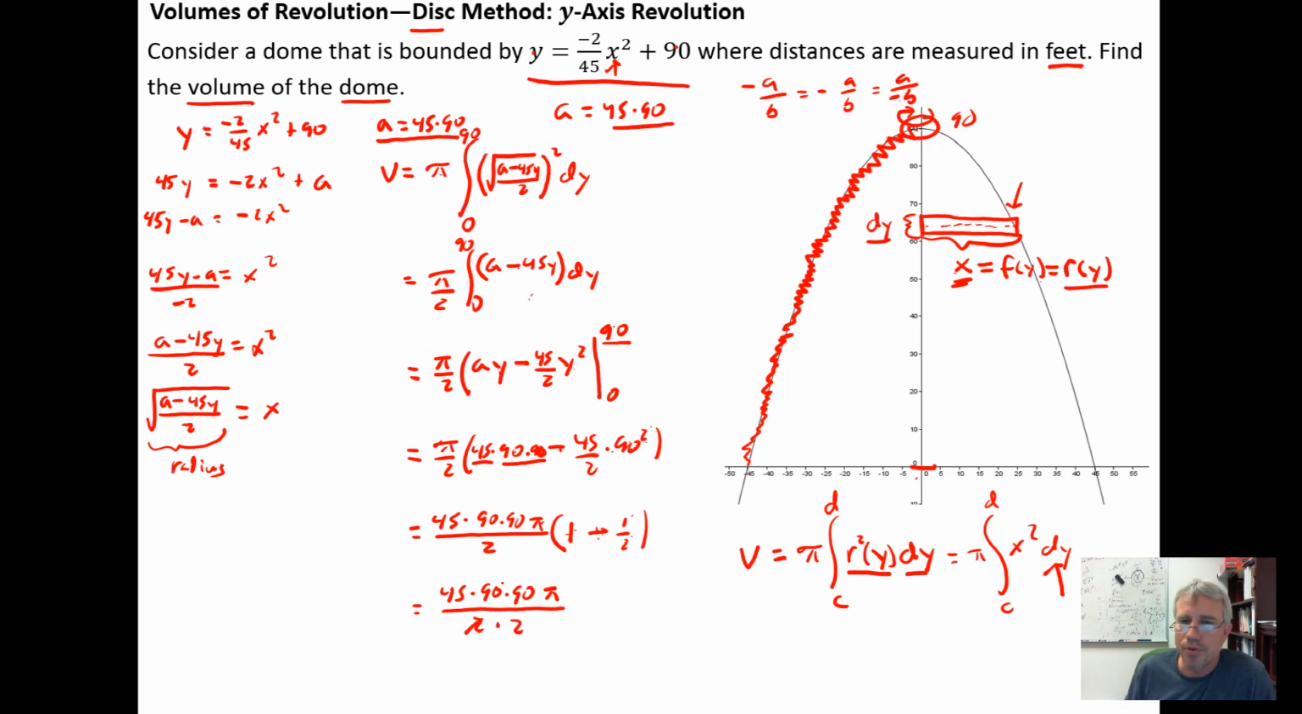And then I can simplify. 2 goes into 90 45 times. So what I see is I get 45 times 45 times 45. I get 45 cubed pi. And this is a volume, so it's going to be cubic units, and I'm measuring in feet, so it's going to be 45 cubed pi cubic feet as my volume of revolution.